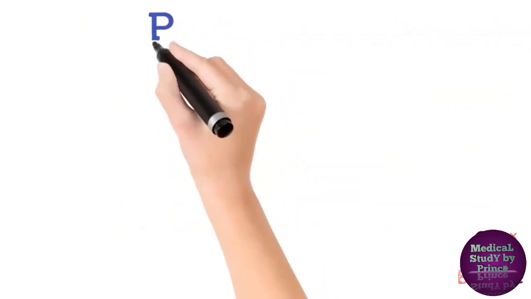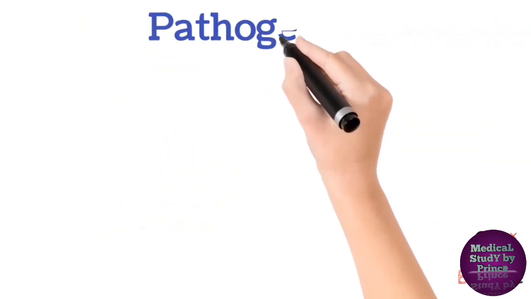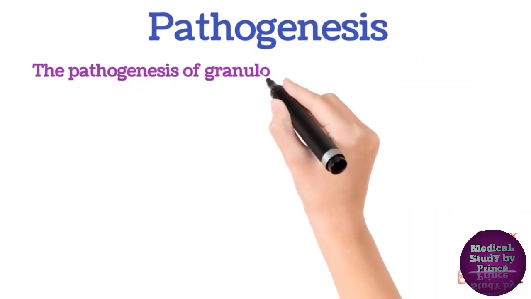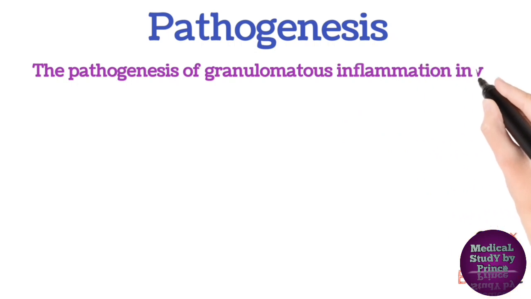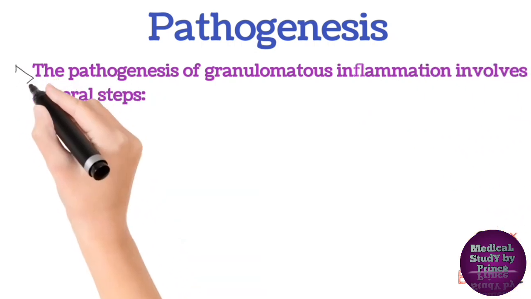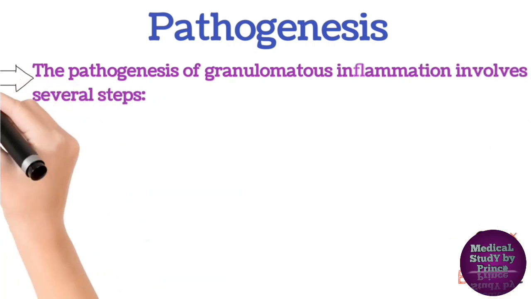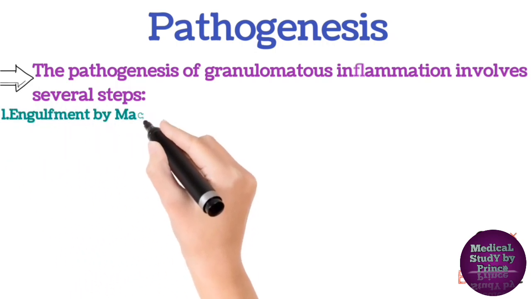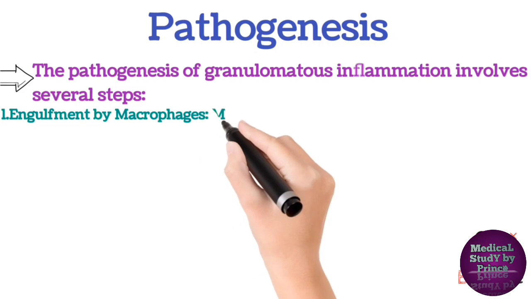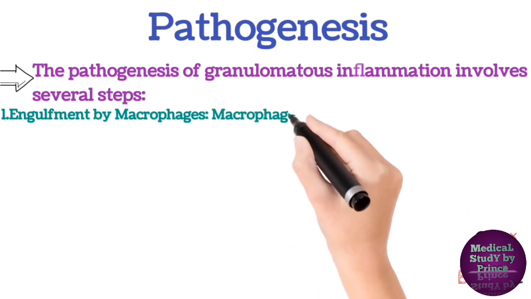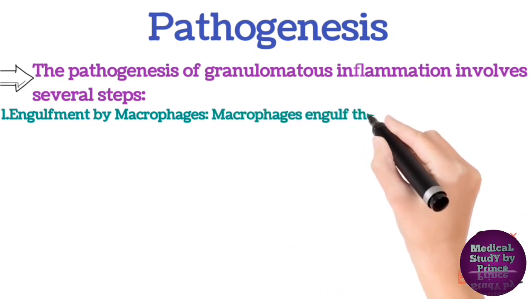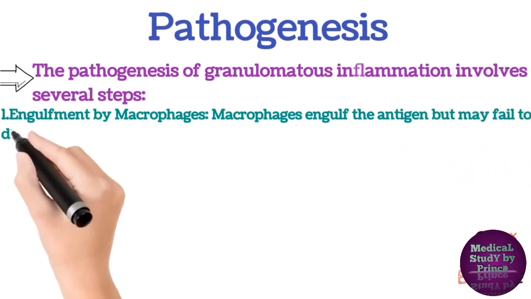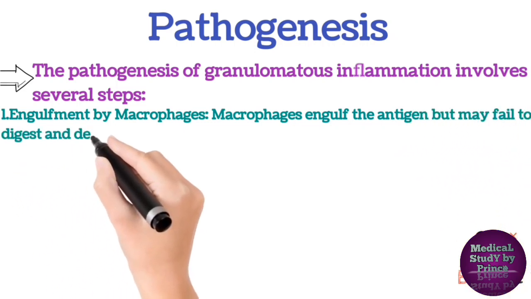Now we will discuss the pathogenesis of granulomatous inflammation. The pathogenesis involves several steps. First step is engulfment by macrophages. In this step, macrophages engulf the antigen and try to destroy it. But the antigen is poorly degradable, so these cells fail to digest and degrade the antigen.